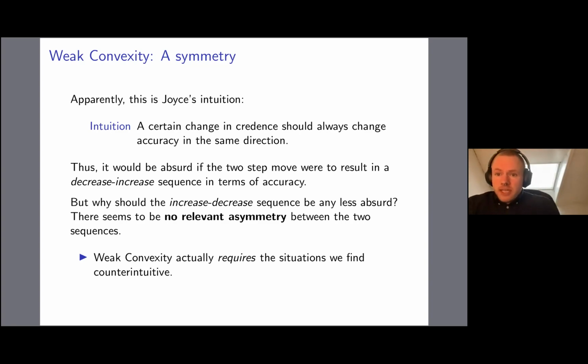But obviously, the second sequence, the increase-decrease sequence, is precisely what reconvexity requires, because it requires the equal mixture of two equally accurate credence functions to be strictly more accurate. And this is counterintuitive by the very intuition that Joyce cites. Okay. This concludes my case study of Joyce's reconvexity. I return to it later.